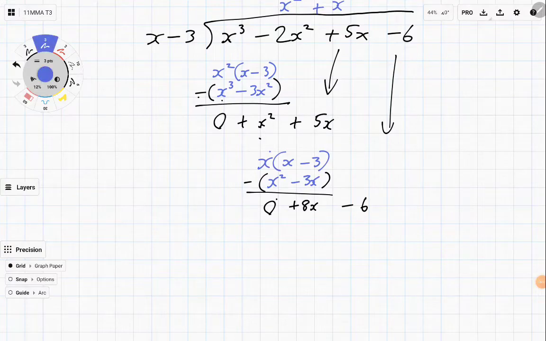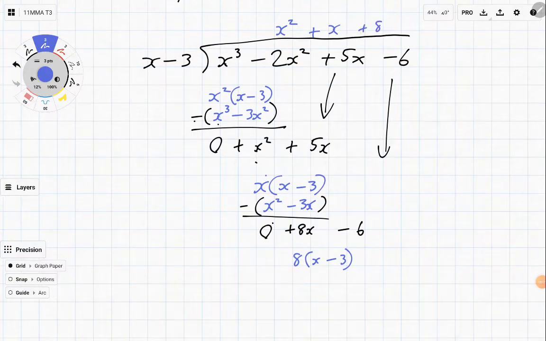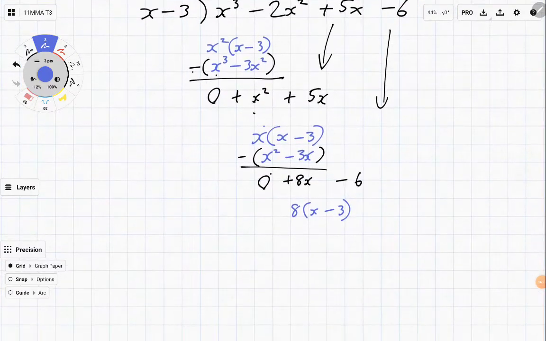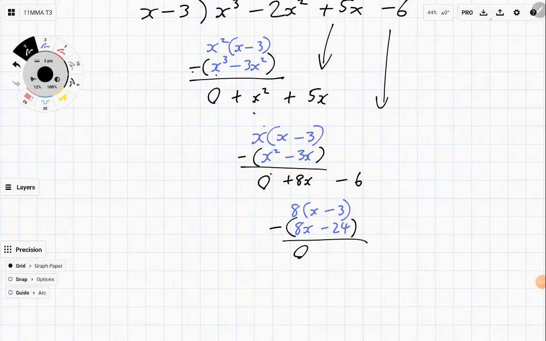Now, how do I make x look like 8x? Well, I'm going to multiply it by 8. The divisor is 8, so I'm going to put the 8 up here. Expand out the brackets, I get 8x minus 24. And now I'm going to subtract this, so I get 8x minus 8x, 0, minus 6 minus minus 24, which is plus 24, is going to be plus 18.